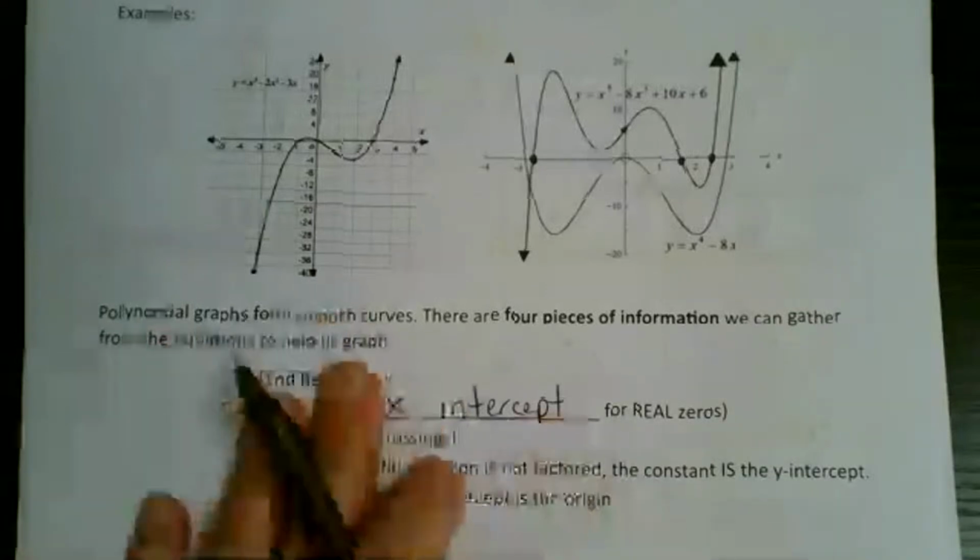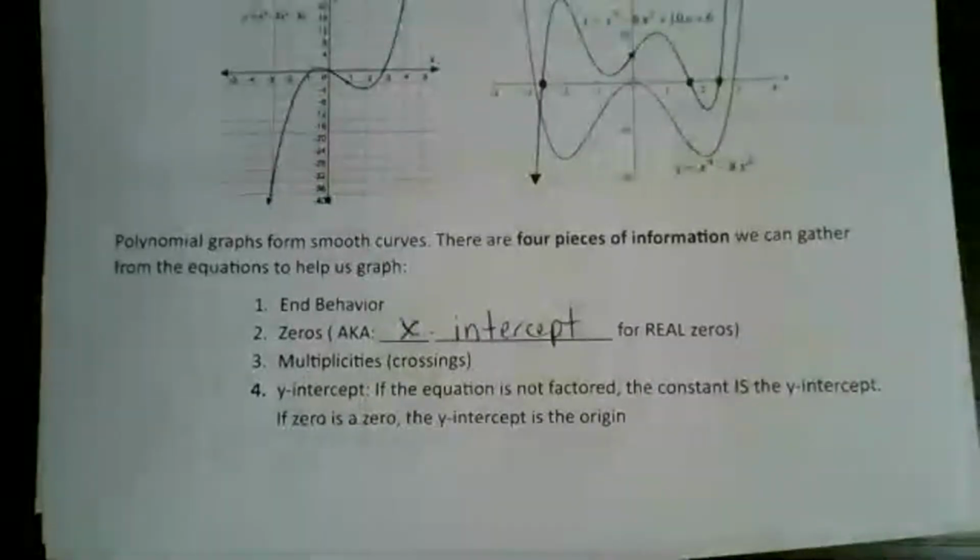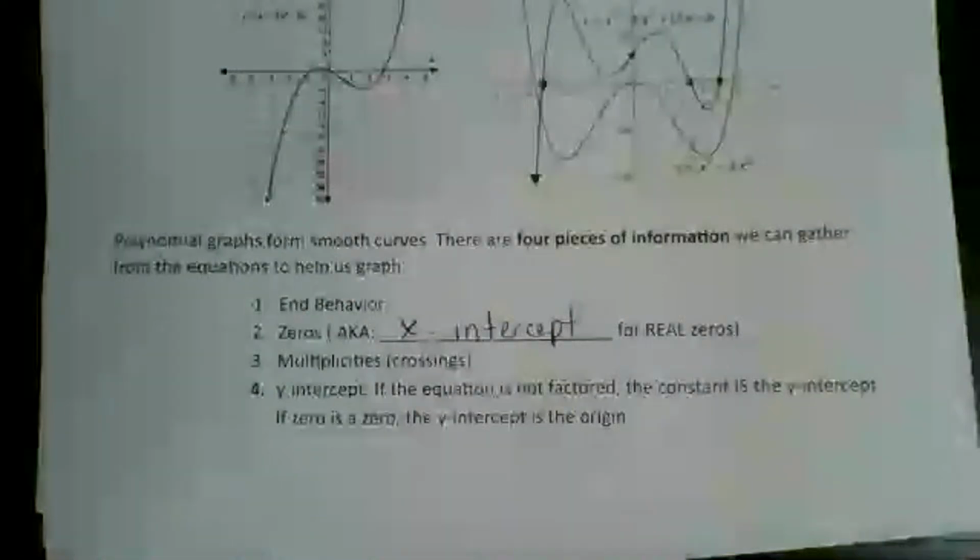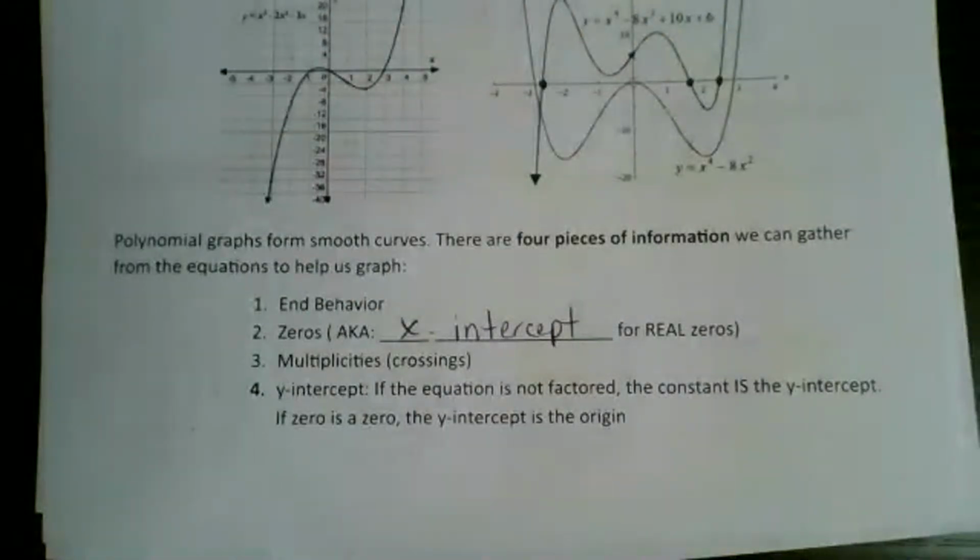Okay. Now, other things we know are the multiplicities. So the multiplicities for the zero tell us how to cross. If you have a multiplicity of 1, what's your graph going to do when it gets to that 0? Go through it. If it's coming from above, it's going to go down. If it's coming from below, it's going to go up.